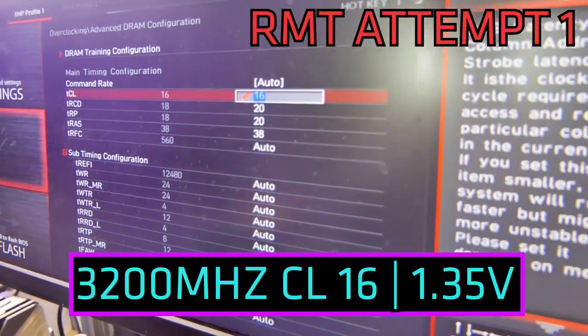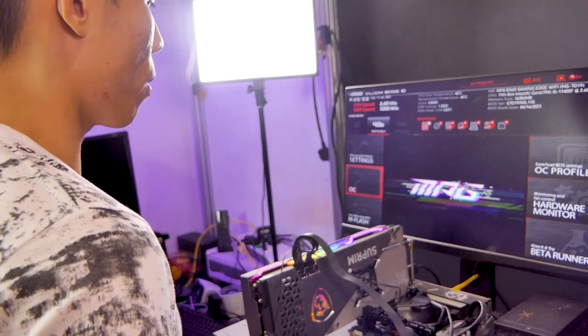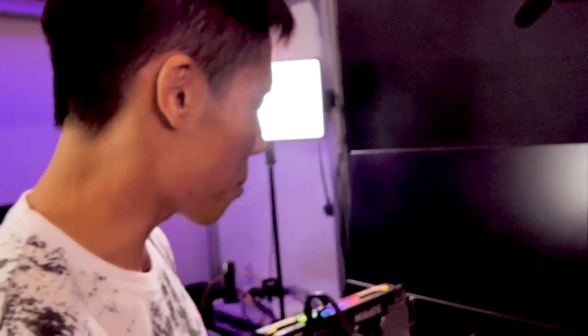Alright, so now it's my turn to match. First, the 4000 MHz CL16. Let's go for that. Okay, let's start off with something very conservative. Let's go with 3600 CL16. These are the timings: 16, 20, 20, 38. Alright. Okay, so press F10. I believe the 3600 is supposed to be easy. So if it doesn't work, something is wrong.